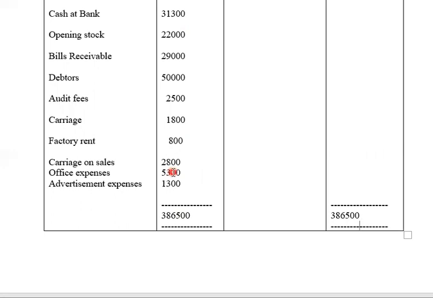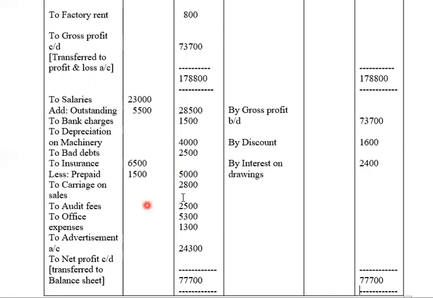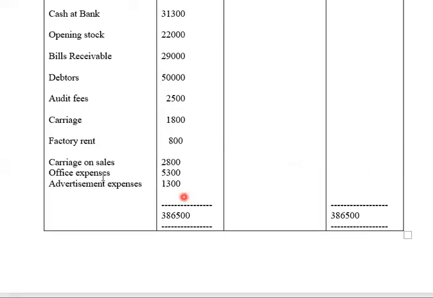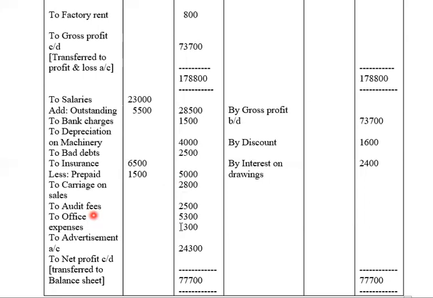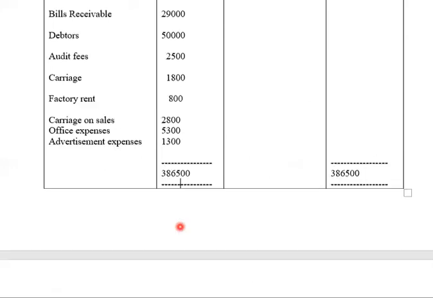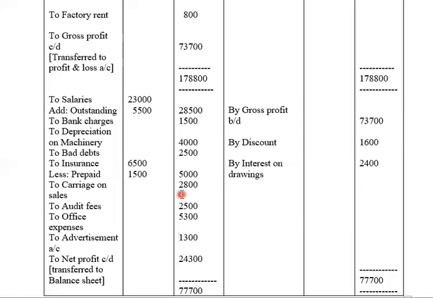It is also an expenditure of factory, so it will be shown on the debit side of trading account as to factory rent 800. Then after factory rent, we have carriage on sales 2,800. It is an expenditure of office, so it will be shown on the debit side of profit and loss account as to carriage on sales 2,800. Then we have office expenses 5,300. It is an expenditure of office, so it will be shown on the debit side of profit and loss account as to office expenses 5,300. Then again we have advertisement expenses 1,300. It is also an expenditure of office, so it will be shown on the debit side of profit and loss account as to advertisement expenses account 1,300.